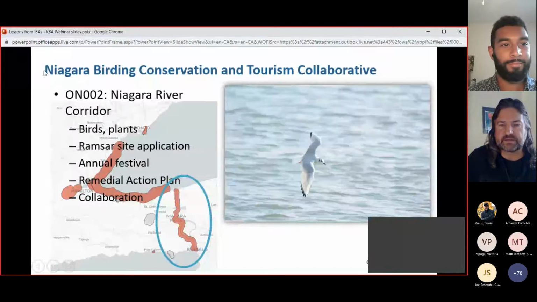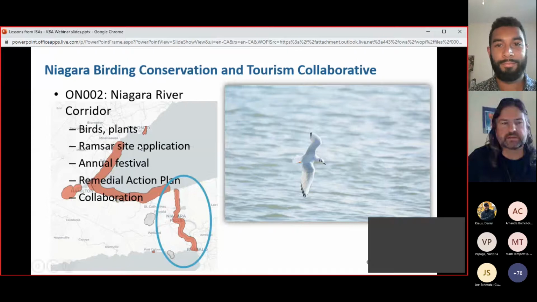Another example is in Ontario, the Niagara River corridor, spanning the full length of the Niagara River, including Niagara Falls. This site is, again, highly important for birds, but also for plants. There's a Ramsar site application in right now that we're supporting. There's annual festivals in terms of birds. And we have a lot of other things planned for this site. There's probably a dozen groups working in this group. It's our only binational IBA and KBA so far. And so we're working with US partners as well on this.